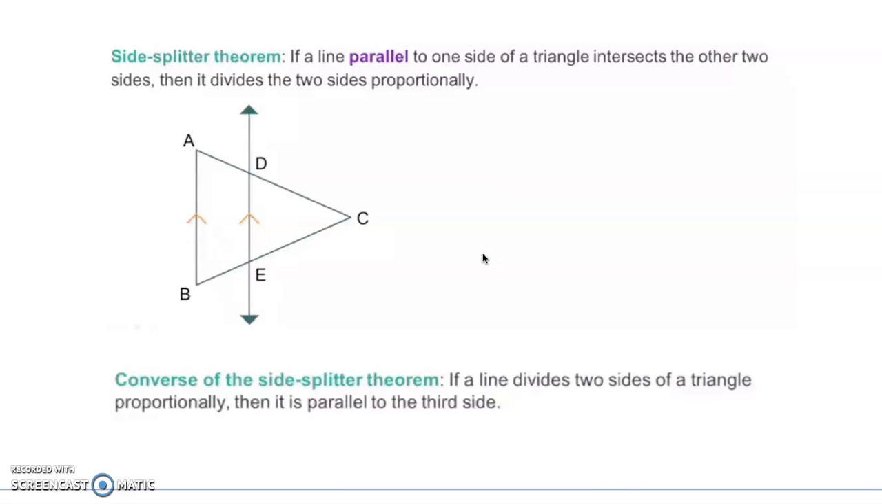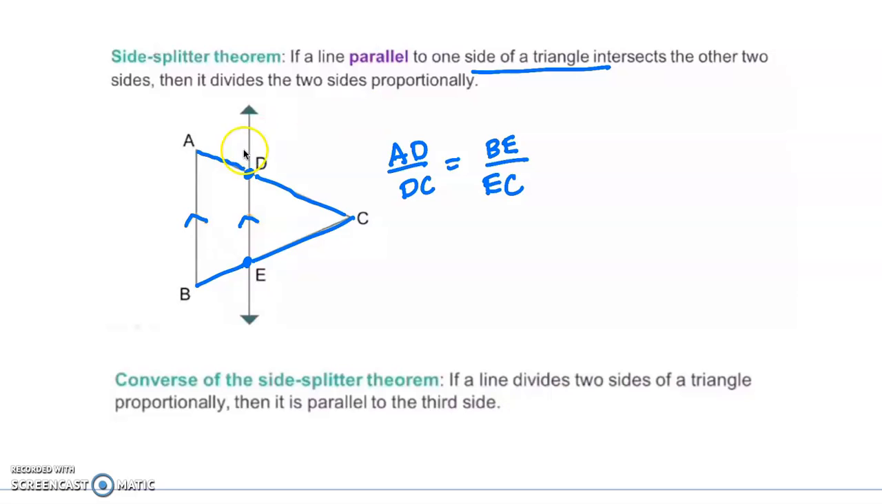So now we're going to talk about a couple theorems. One is called the side splitter theorem, and then the converse of the side splitter theorem. If you have a line that is parallel to one side of the triangle and it intersects the sides, so here it intersects at D and E, then it divides these sides into proportional segments, meaning AD over DC is equal to BE over EC.